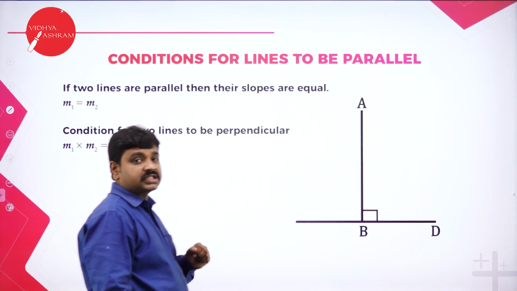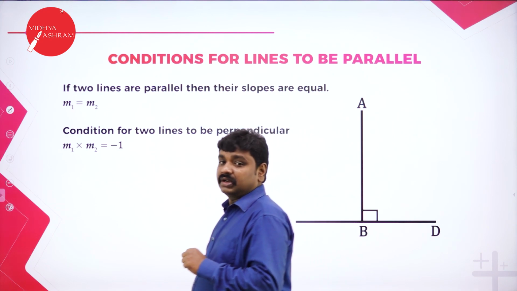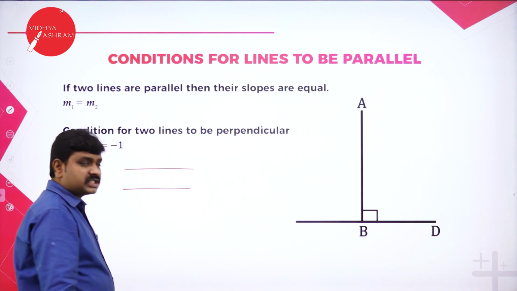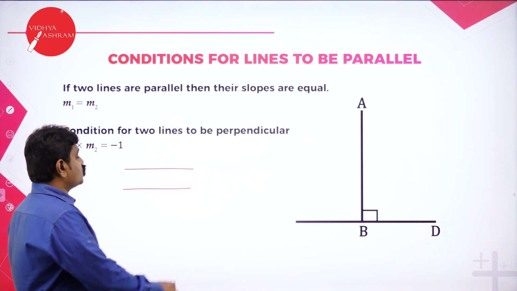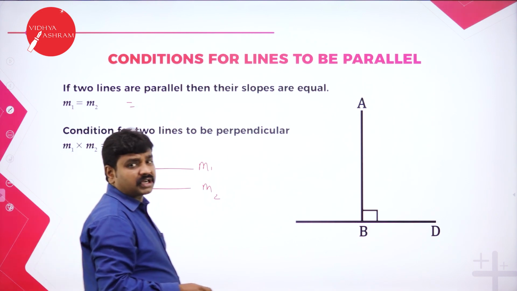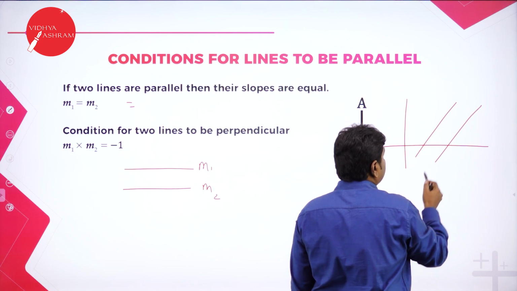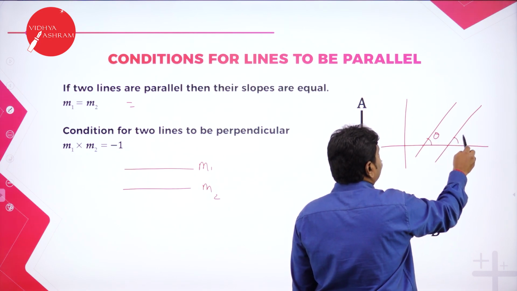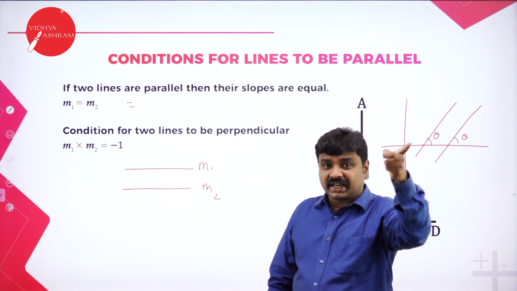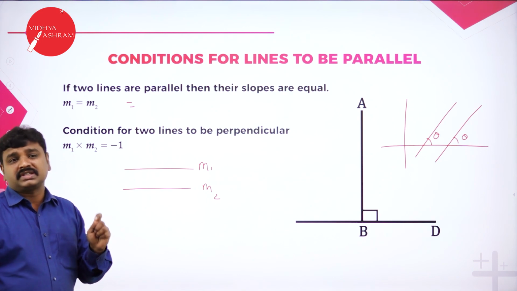Next, conditions: if two lines are perpendicular and if two lines are parallel. If two lines are parallel, then their slopes are equal. m1 and m2 will be same. It's because if I take the x-axis and y-axis, this is one line, this is the other line. If they are parallel, they'll make the same angle. So theta is same. If theta is same, tan theta will be same. If tan theta is same, then slopes will be same.